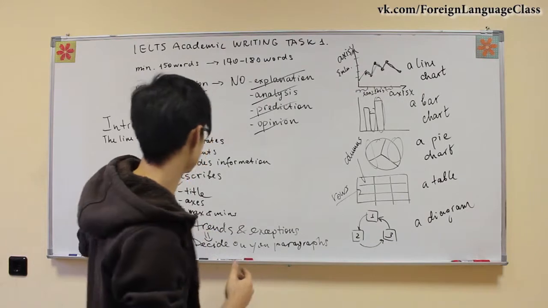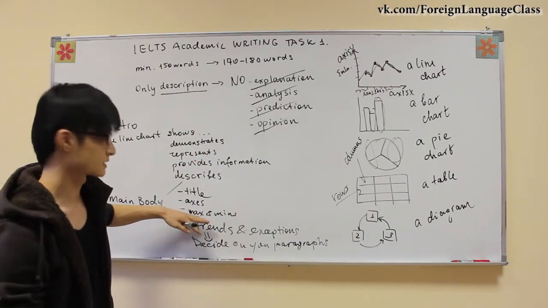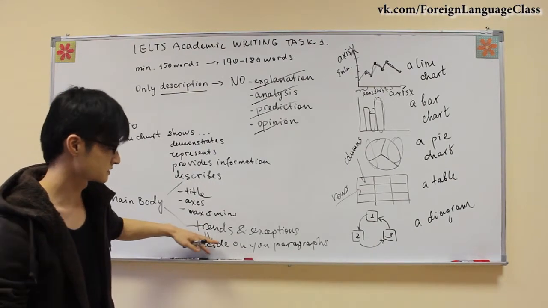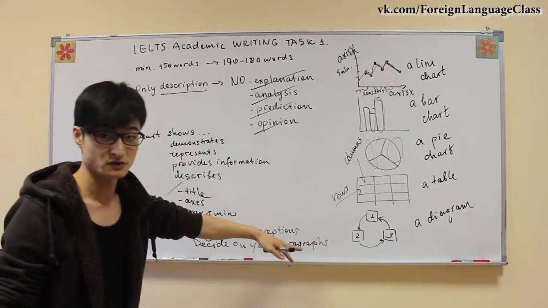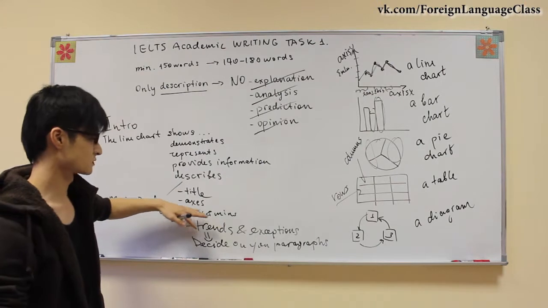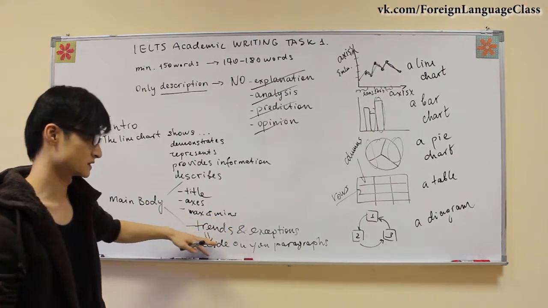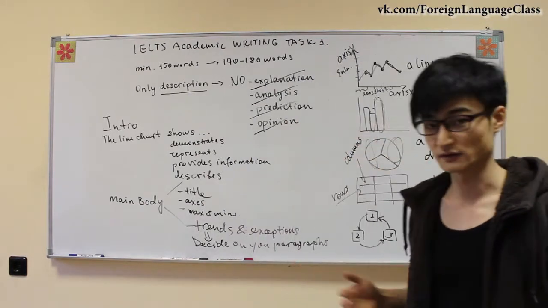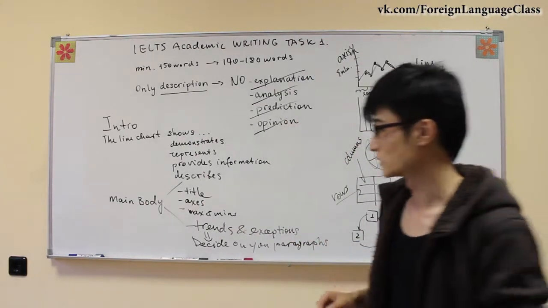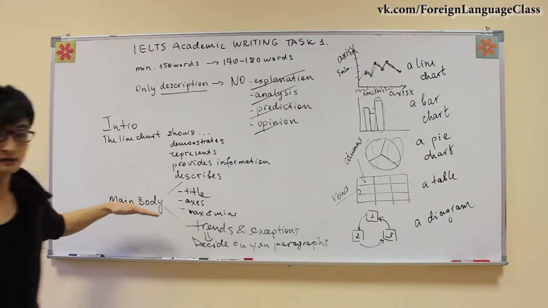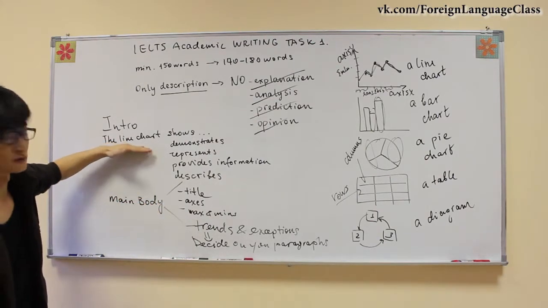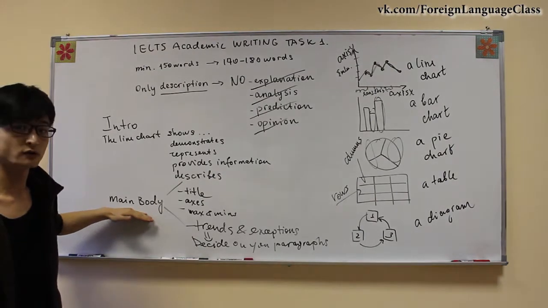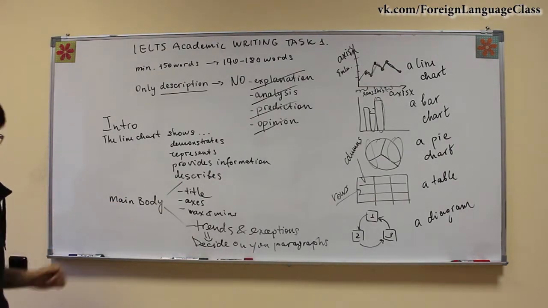For example, in paragraph 1 you may describe maximums, and paragraph 2 minimums. In paragraph 1 you may describe trends, and paragraph 2 exceptions. Or in paragraph 1 you may describe maximums and minimums, and paragraph 2 trends and exceptions, depending on the information that you have to describe. So that's the way of planning. First, after you have written the introduction, plan your main body, plan your paragraphs, then start writing.